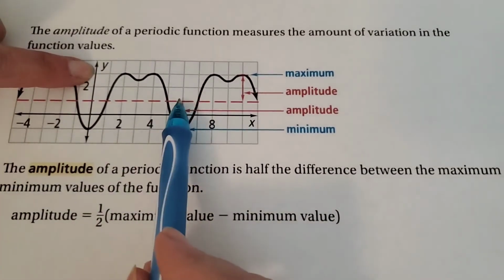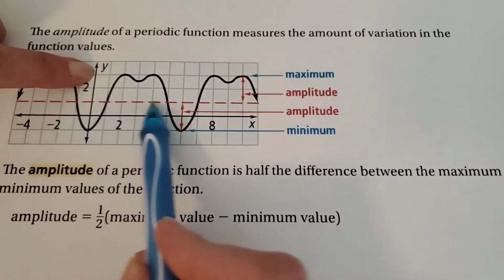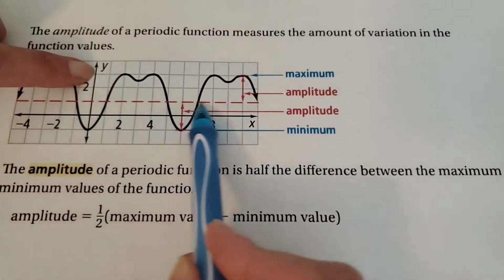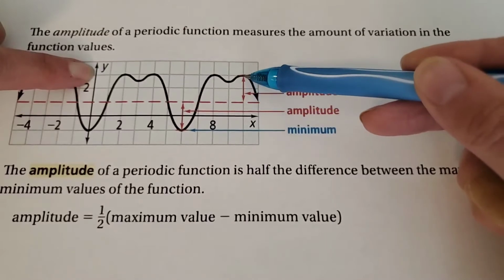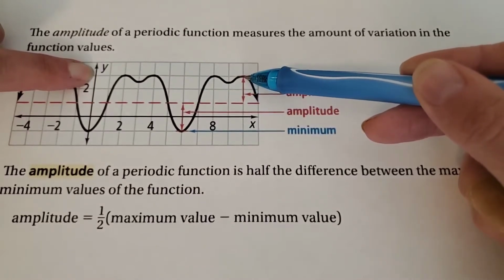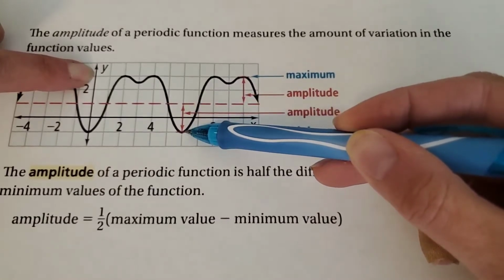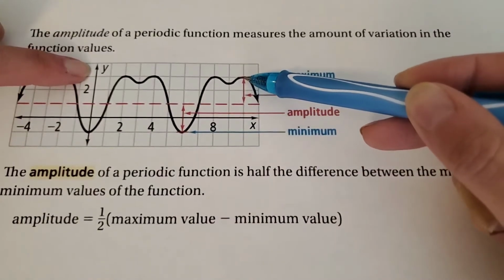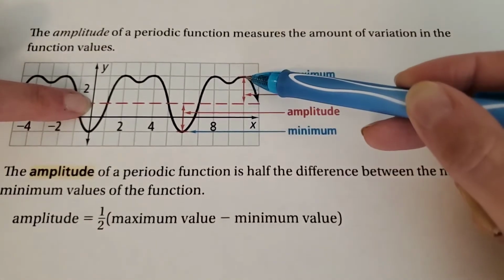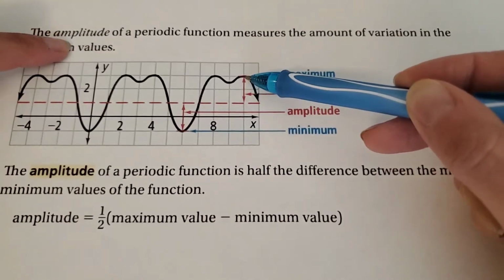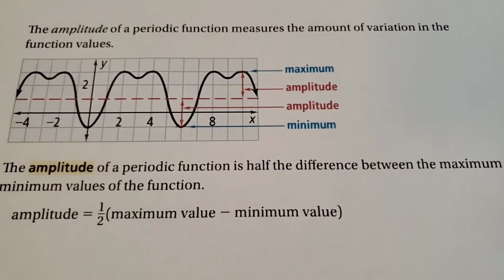The amplitude is the stretch from the midline. So wherever the vertical middle of that periodic function is, how much you have to stretch to the maximum is the amplitude. That's also how much you have to stretch to go down to the minimum. So I can look here and go, oh, that amplitude is 2. I'm stretching from a height of 1 up to 3. That amplitude is 2.